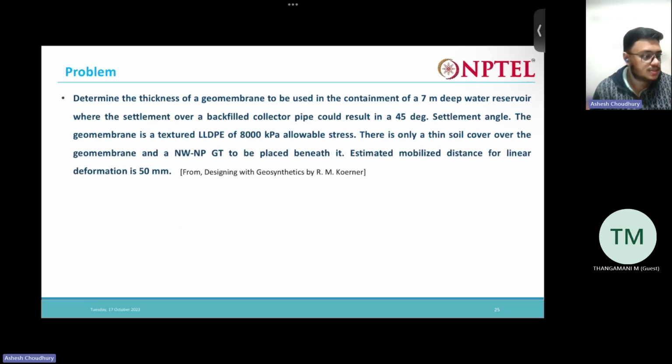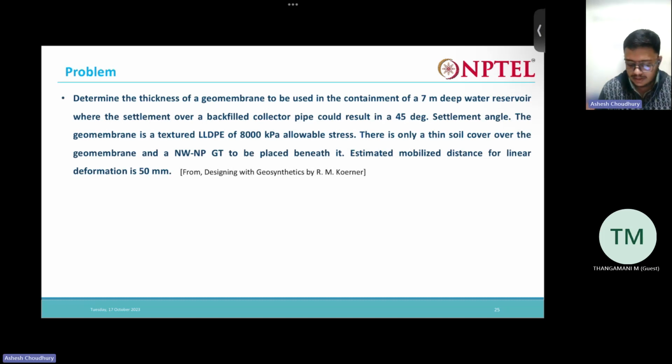Let us see this basic and easy problem. Determine the thickness of a geomembrane to be used in the containment of a 7-meter deep reservoir, where the settlement over a backfill collector pipe could result in a 45-degree settlement. This beta is 45 degrees.